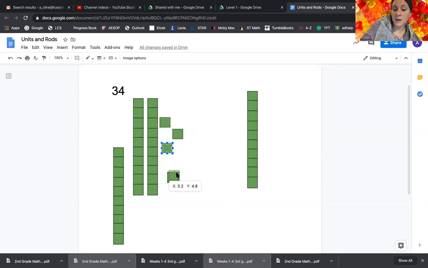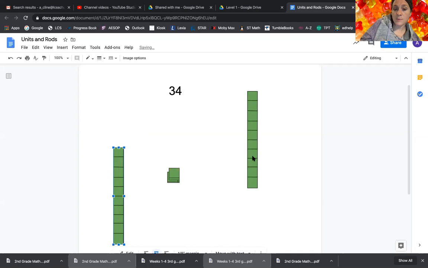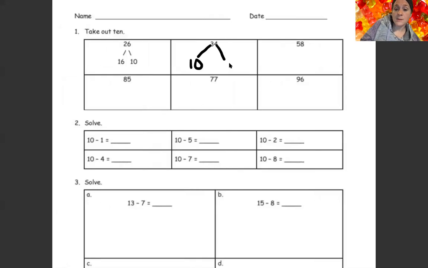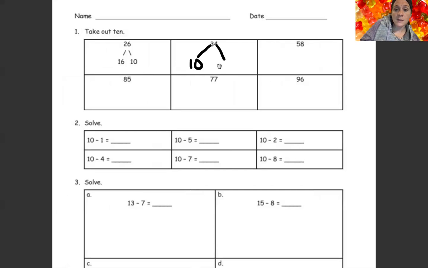So let me stack these back up, and then we'll go to the first page and do that together. It's hard to get all these stacked back up exactly the right way. I'm going to stop sharing the screen and we're going to move back over. All right, so we were left with 10 and, here we go, 24.